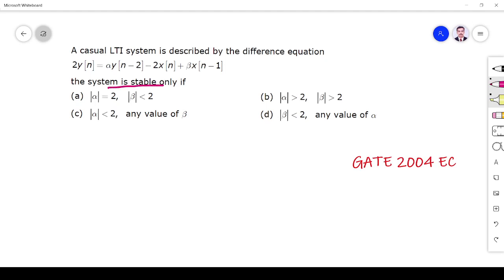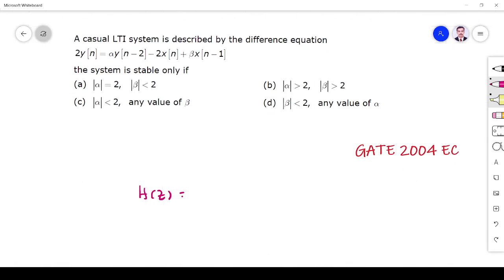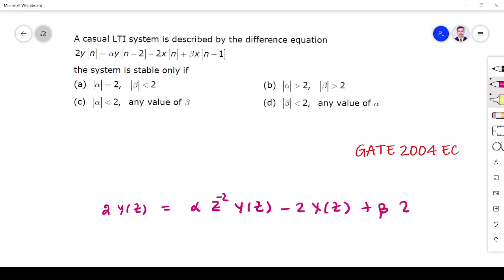So to find whether the system is stable or not, first we find H of z. If you want to find H of z, we have to take the z transform of the given system. So the given system is 2 into Y of z equal to alpha times the z transform of y of n minus 2, which is z power minus 2 Y of z, minus 2 into X of z plus beta z power minus 1 X of z.